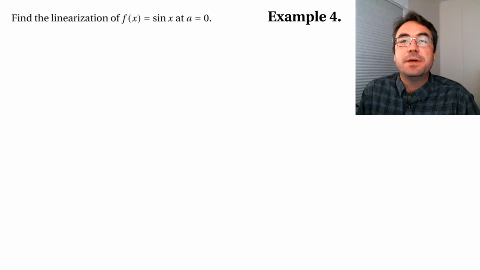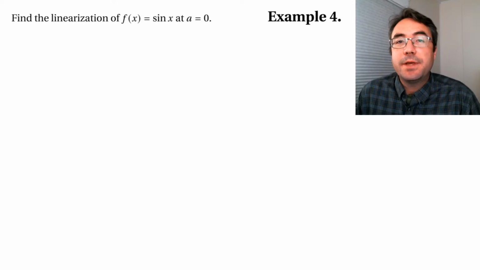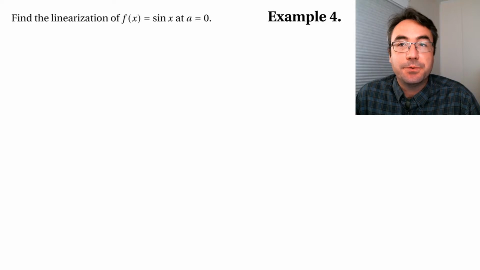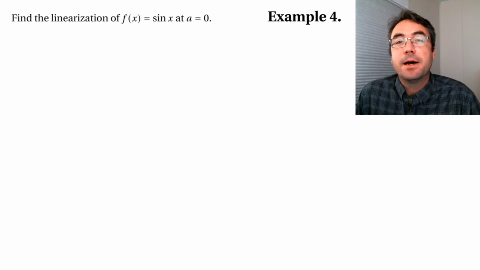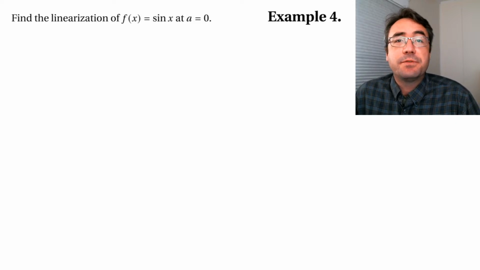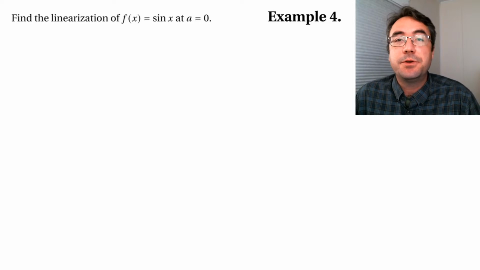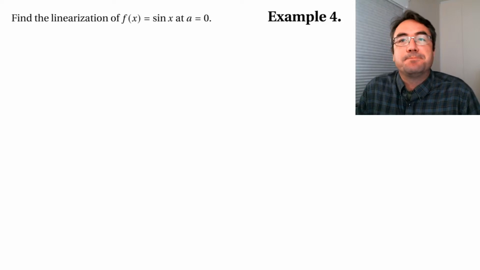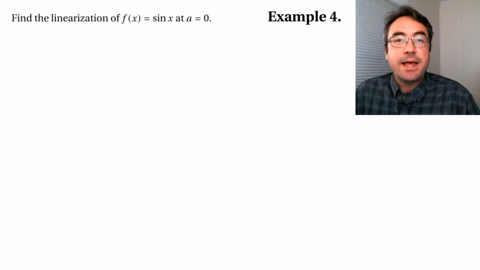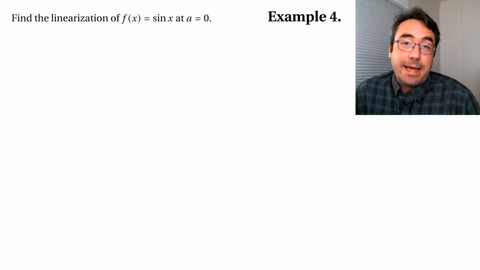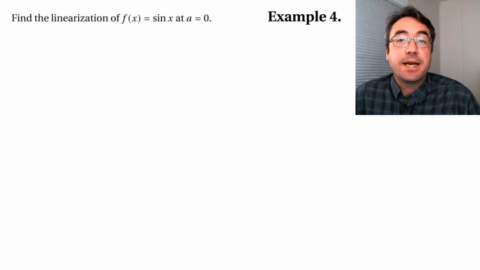So we left off looking at, what are the applications? Where is linearization used? And we were talking about, in physics, the linearization of the sine function is often used to simplify the model for a swinging pendulum or periodic motion. So we looked at that discussion last time. In this example, we're just going to calculate the linearization of sine of x at x equals 0.